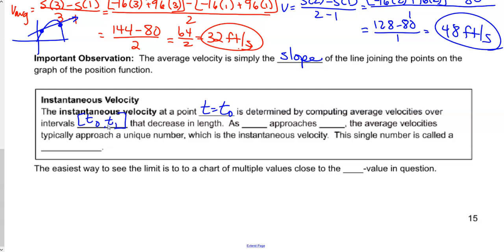So if this is from 1 to 3, the next decrease would be like 1 to 2, and then 1 to 1.5, 1 to 1.1, 1 to 1.01. You're decreasing that interval each time. So as t sub 1 approaches that t naught, then the average velocities typically approach a unique number. This is what we refer to as the instantaneous velocity. Now, this single number is called a limit.